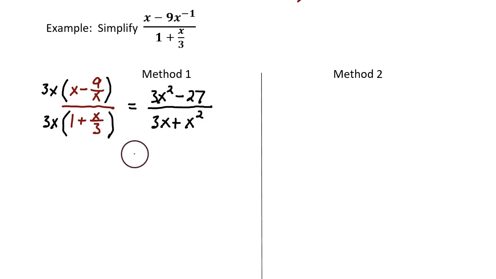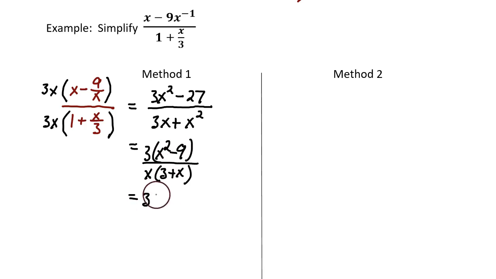Now let's simplify this, first by factoring. In the top we can factor a 3, leaving x squared minus 9. In the bottom we can factor an x, leaving 3 plus x. The x squared minus 9 is a difference of squares. It factors further as x plus 3 times x minus 3. And in the bottom, there's still x times the 3 plus x.